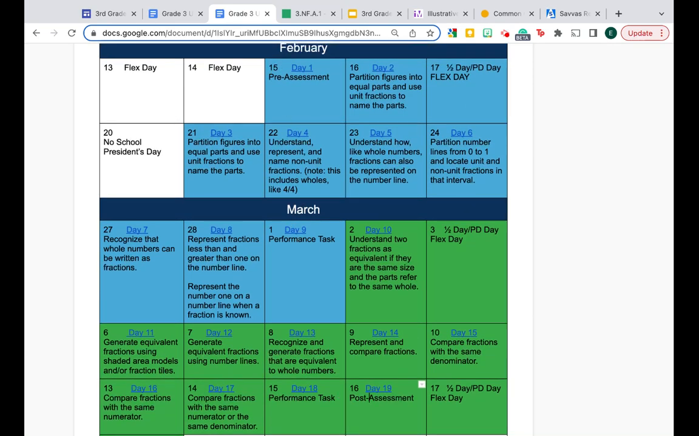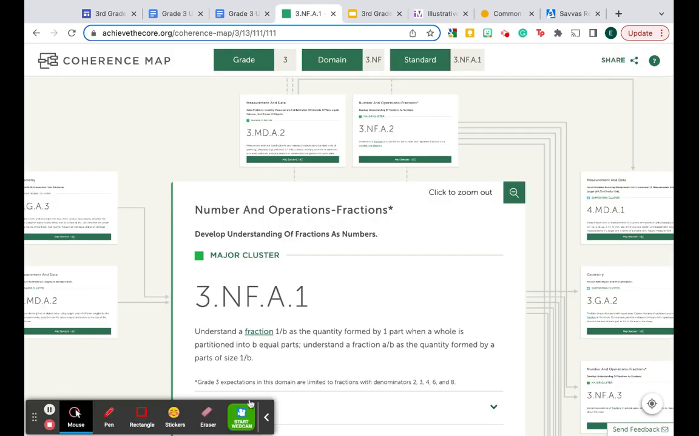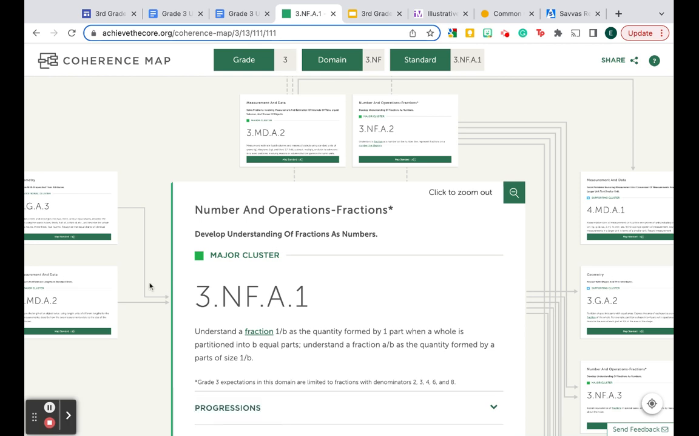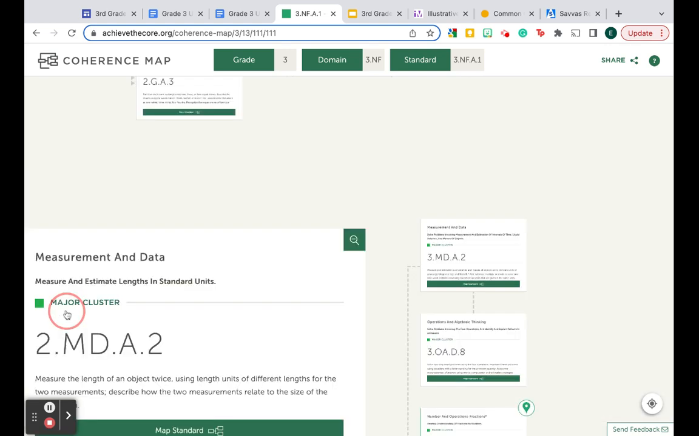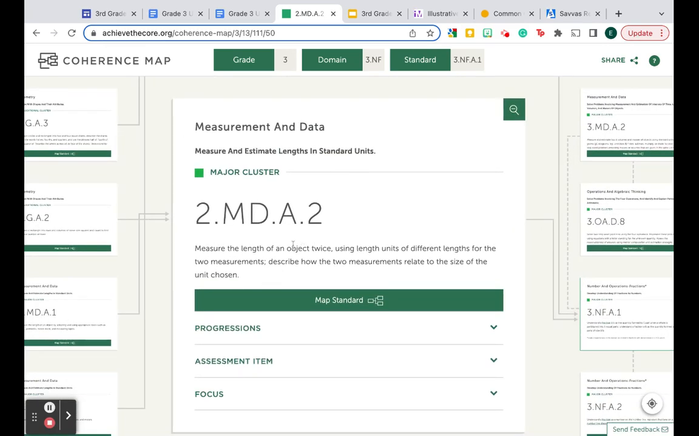In fourth grade, teachers have a lot of hard work to do with fractions, and it's really your job to set them up for success. Speaking of being set up for success, I do want to mention that the Coherence Map shows us that there were a couple of things students did in second grade that set us up for third grade. I'm mostly going to ignore this one because this is really all about measuring. And although that does help us as we think about number lines, it's not as relevant.